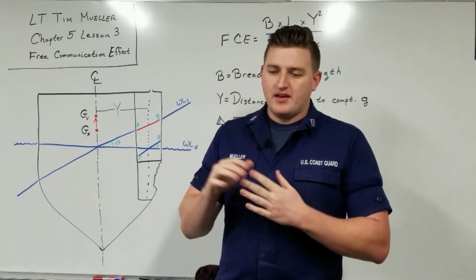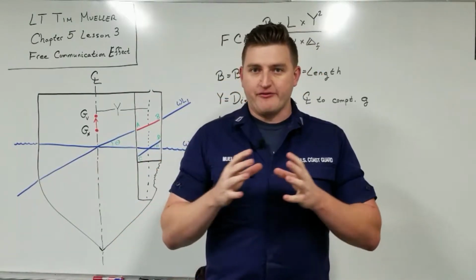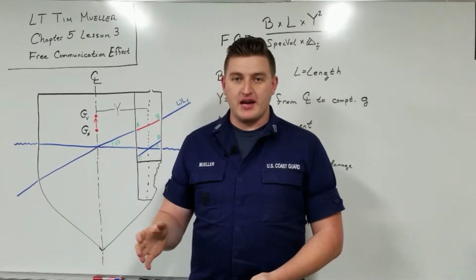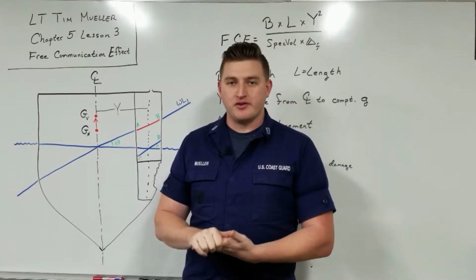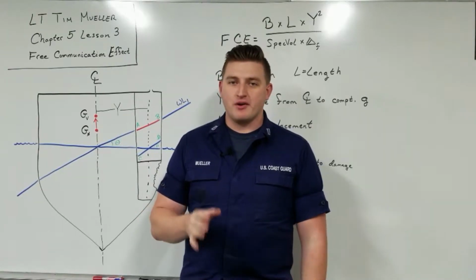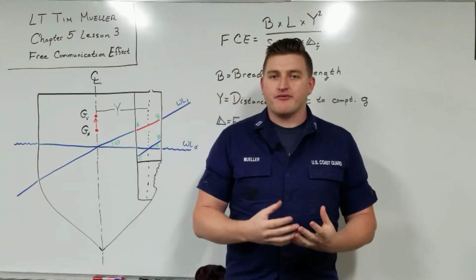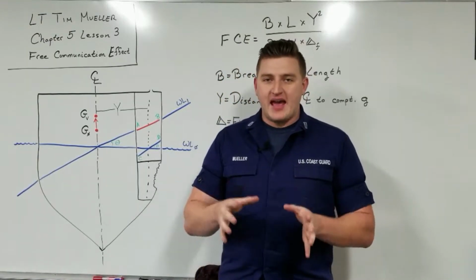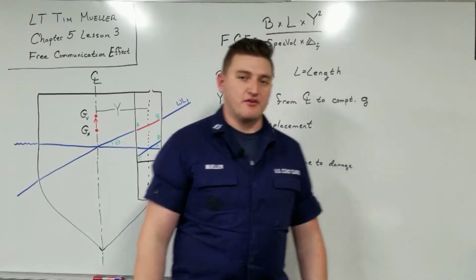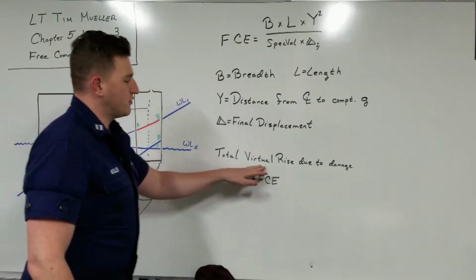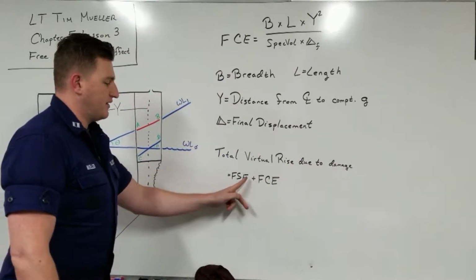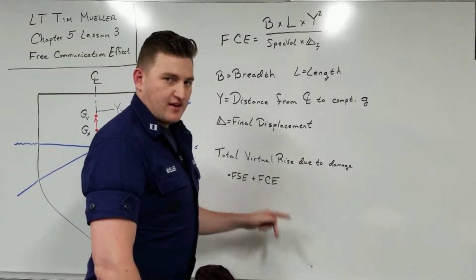Now, we think about free communication effect and free surface effect. I mentioned that one of the requirements for free communication effect is that it has to be partially flooded, so it has to have a free surface. That does not mean that the free communication effect also has free surface effect in it. We have to add the combined effect of them both to find the total virtual rise in center of gravity. So the total virtual rise due to damage that we take on equals free surface effect plus free communication effect.